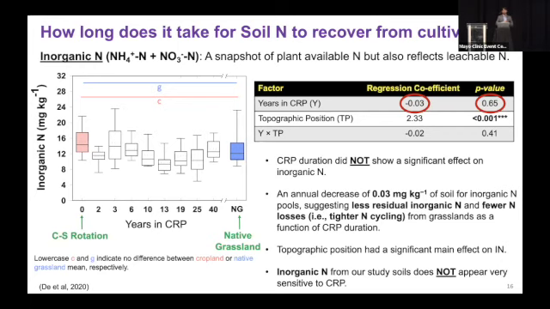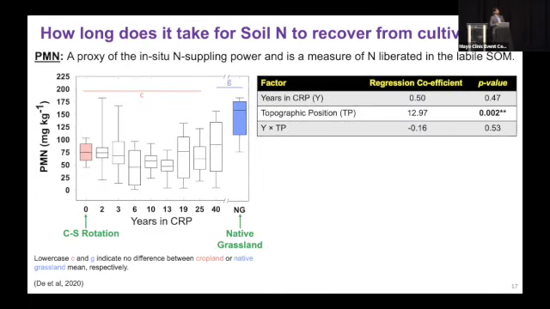Then we thought we would do another indicator test. That was potentially mineralizable nitrogen, which is basically a proxy of the in situ nitrogen supplying power and a measure of nitrogen liberated from the labile soil organic matter. Exactly the same way, the x-axis is how many years they are in CRP, and the y-axis is potentially mineralizable nitrogen. The first thing we found was that CRP duration again didn't show a significant effect on PMN, and 40 years was not adequate time for the reestablished grassland to fully recover.